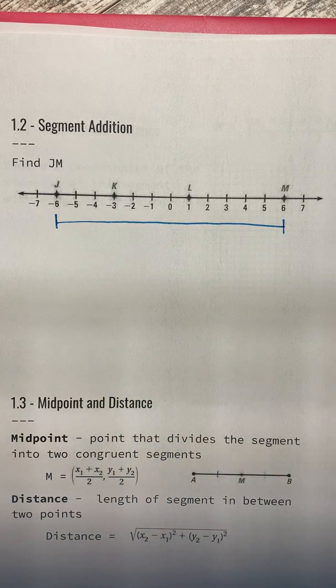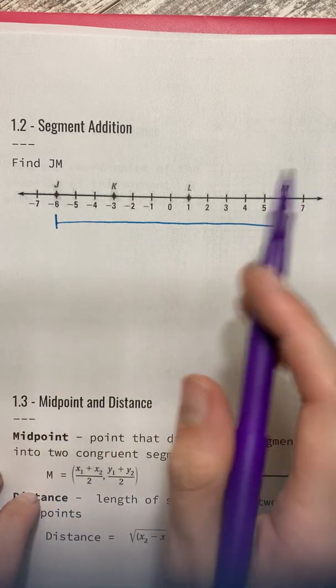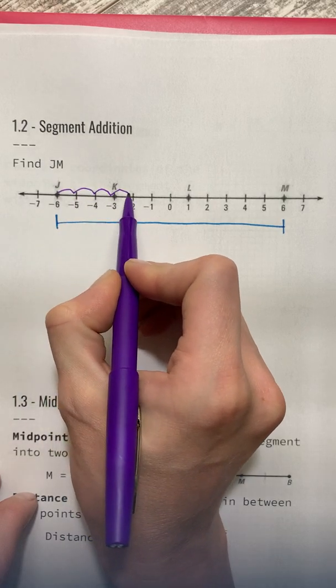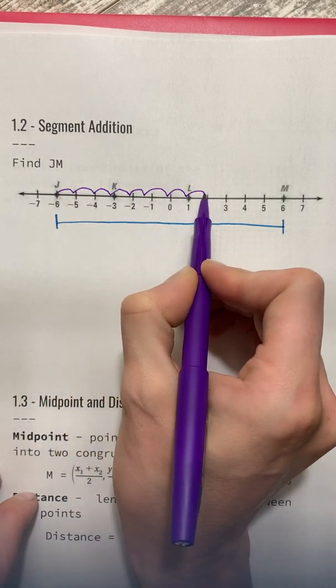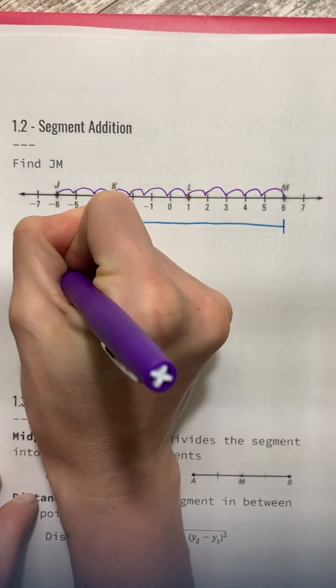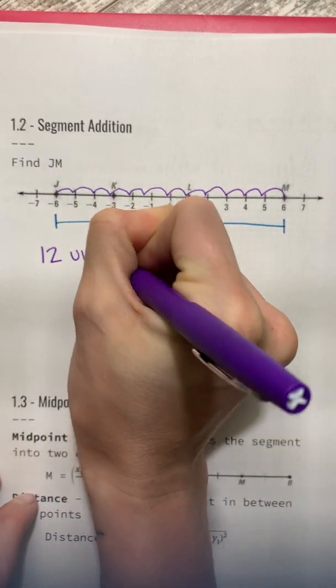Okay, 2 ways to do it. So first way is you can look at the picture. Okay, just looking at the picture, from J to M, right, we can count. So that's going to be 1, 2, 3, 4, 5, 6, 7, 8, 9, 10, 11, 12. Okay, so that's going to be 12 units.